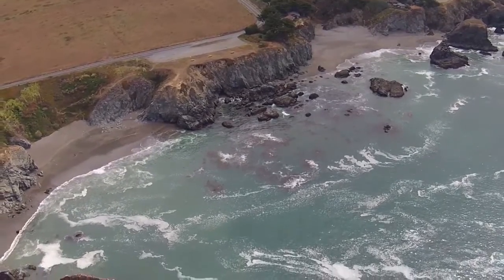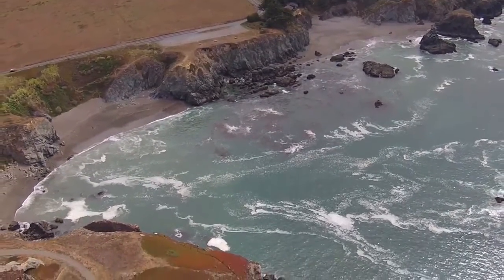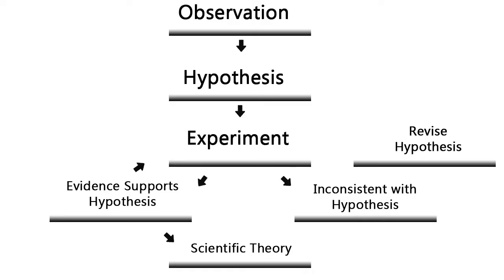You have an idea that the shorebirds have been eating all the mole crabs due to the heavy presence in the area. To prove this theory, you have to go through these steps known as the scientific process.